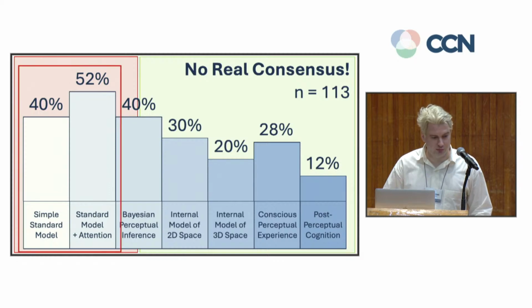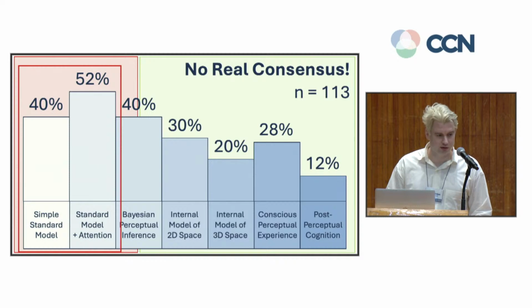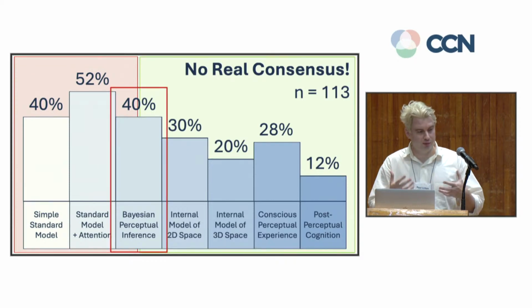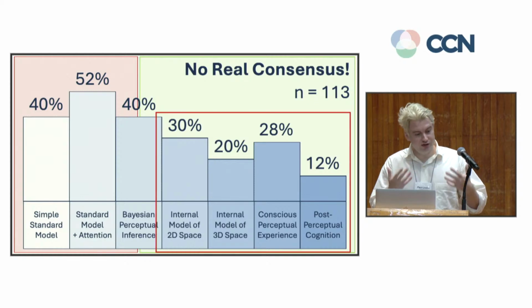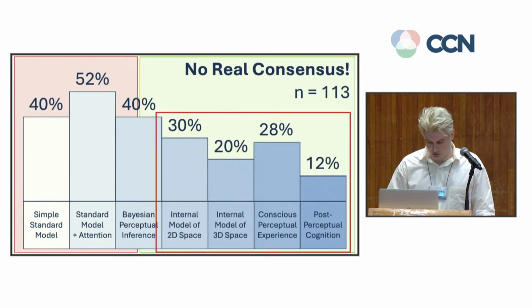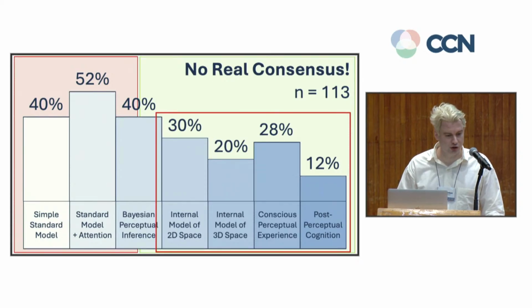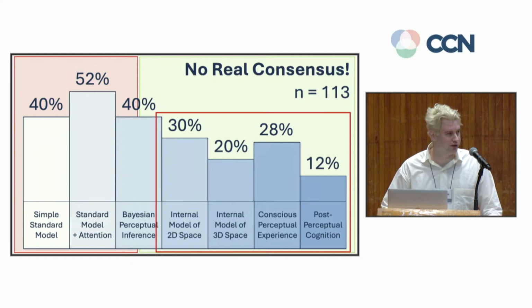So you've got a good chunk of people who are quite wedded to the traditional way of thinking about V1. You've got a good chunk of people who think of V1 in Bayesian terms. And then you've still got a good chunk of people who say, well, look, actually, I think it could be an internal model of 2D or 3D space. Perhaps it reflects conscious visual perceptual experience, perhaps post-perceptual cognition. Good. So there's an issue to sort out here, and we're going to try and sort it out today.